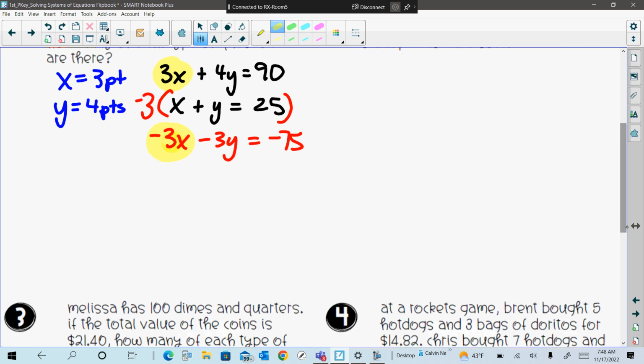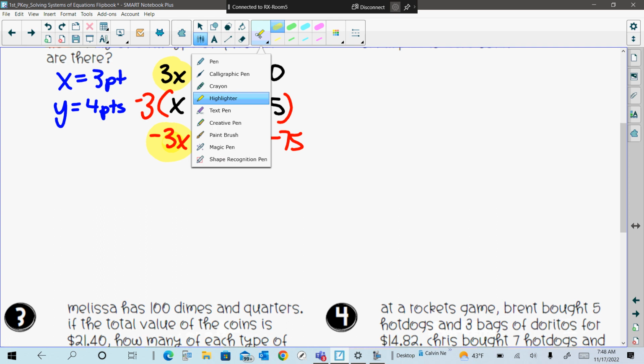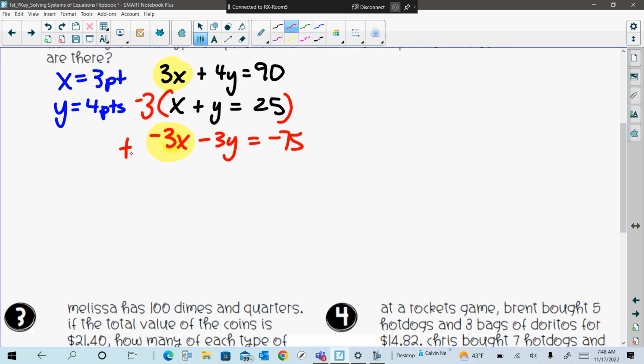You see, I can cancel those out by adding them. And when I do that, you're left with y equals 15. Why do you keep the blank numbers for the top one?